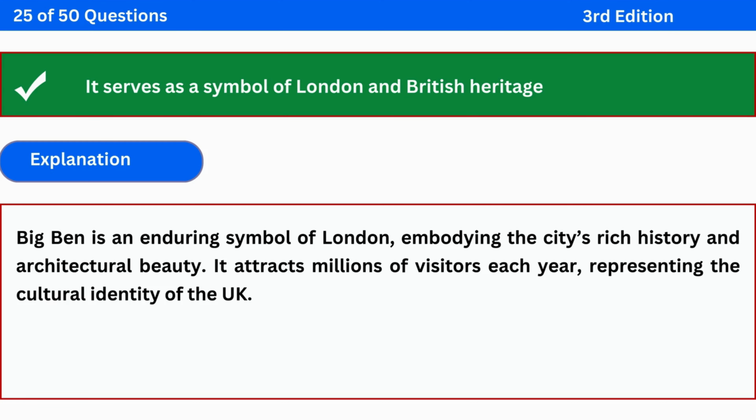The correct answer is it serves as a symbol of London and British heritage. Explanation: Big Ben is an enduring symbol of London, embodying the city's rich history and architectural beauty. It attracts millions of visitors each year, representing the cultural identity of the UK.